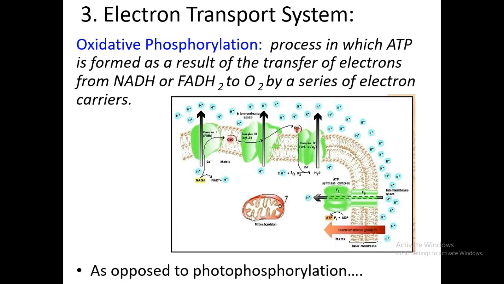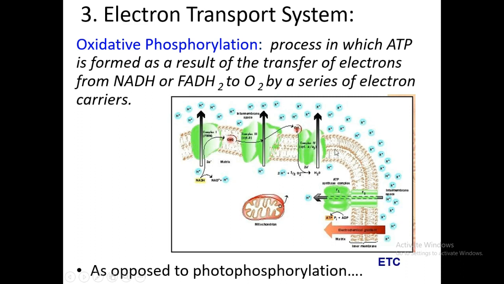Okay, so now we are at stage 3 of cellular respiration. Here is where oxygen actually enters. You might ask, where does oxygen enter? Not in glycolysis, not in the Krebs cycle, but here in the ETC. So here, guys, oxidative phosphorylation happens. This is the process in which ATP is formed as a result of the transfer of electrons from NADH or FADH2 to oxygen by a series of electron carriers. So the oxygen in this pathway serves as the final electron acceptor.